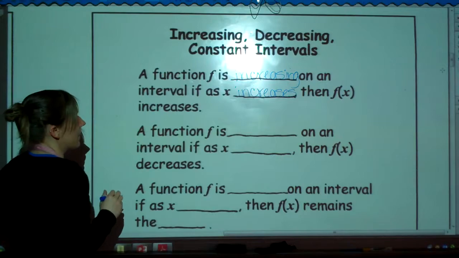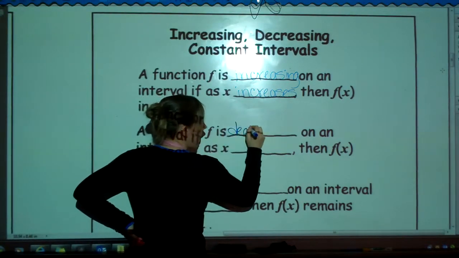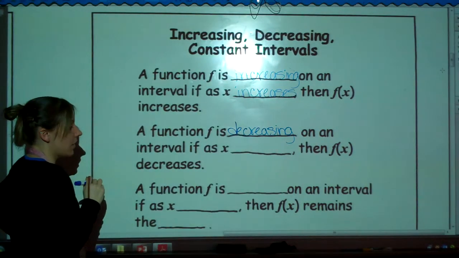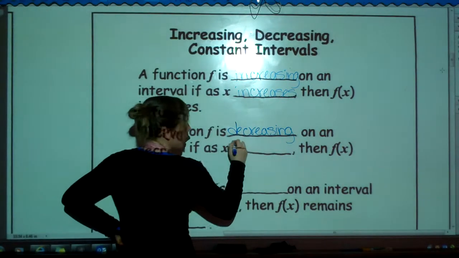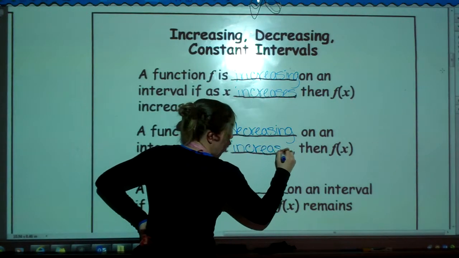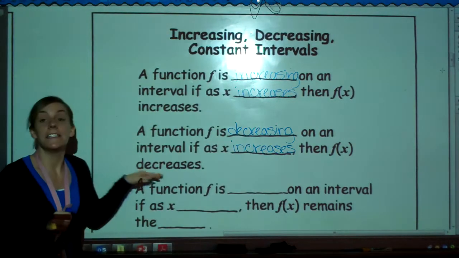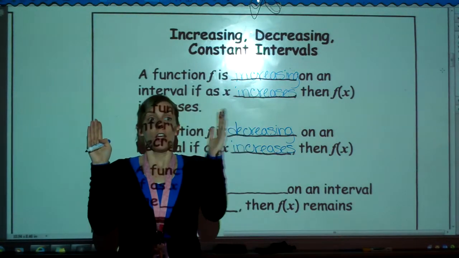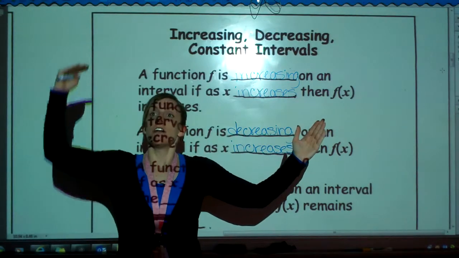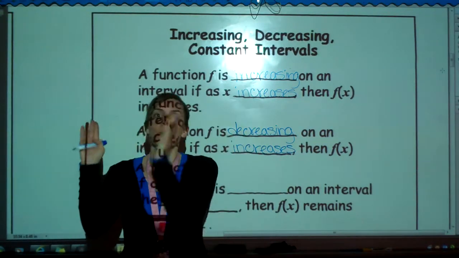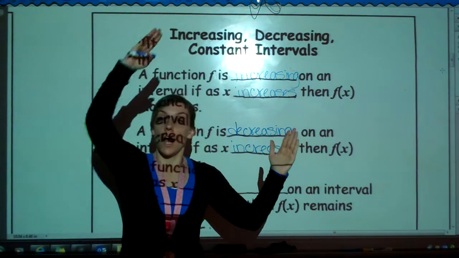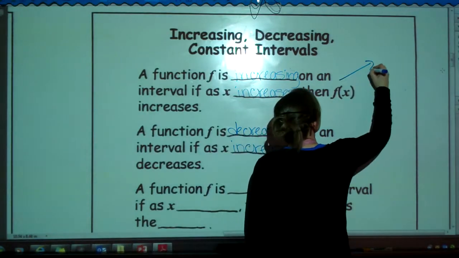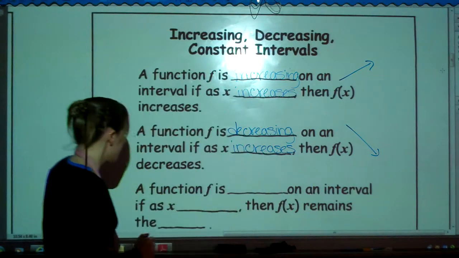A function f is decreasing. So decreasing means going down. On an interval, if as x increases, then the function decreases. So as you go from left to right, as you're getting larger on your x-axis, it's going down, okay? So it's just like reading a book. As you go from left to right, if it's going up, that's increasing. If it's going down, that's decreasing. So it just looks like this and that, okay?